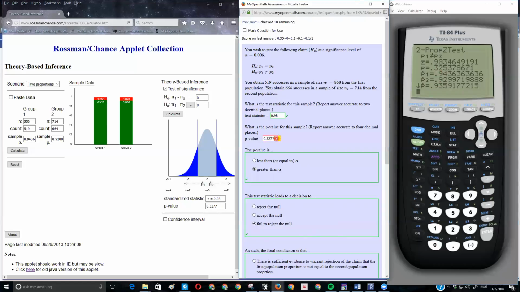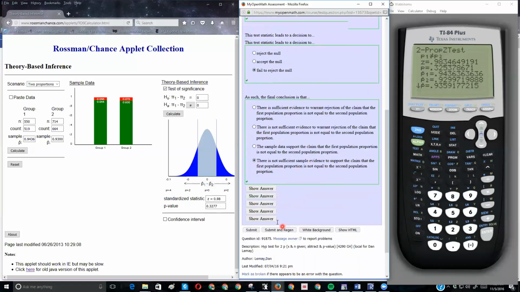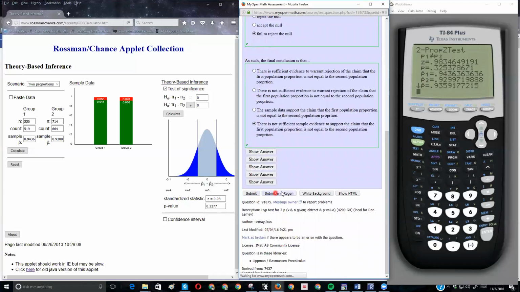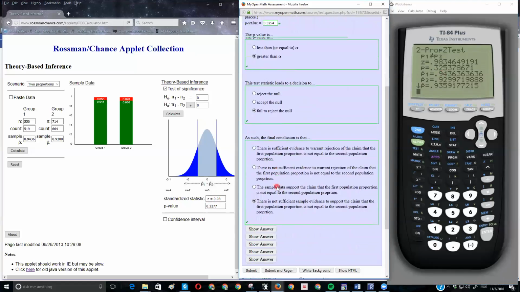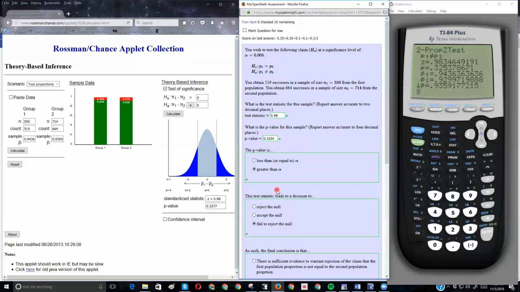All right, well, let's try that answer. 0.3254. Let's see if it likes that p-value. It did. So it must be something with the way Rossman Chance is doing some rounding. It certainly didn't lead us to make a wrong decision. So I might not have gotten full credit on this open math question, but at least I'm in the ballpark. I wasn't that different. So hopefully this helps you solve this kind of question.